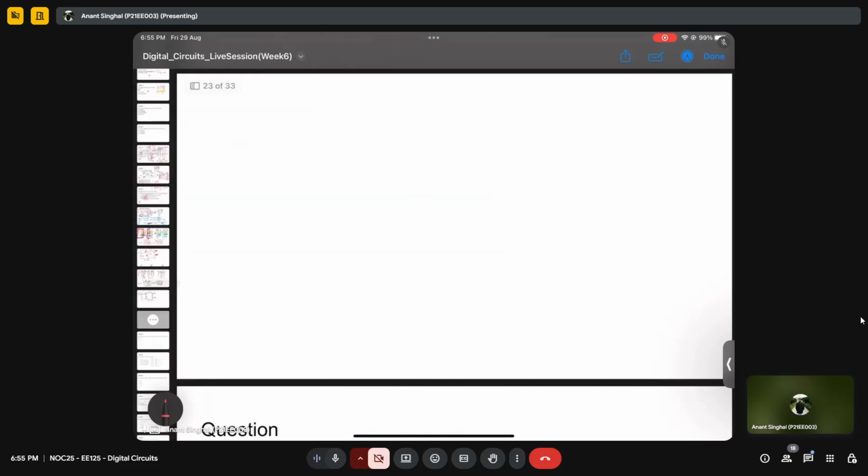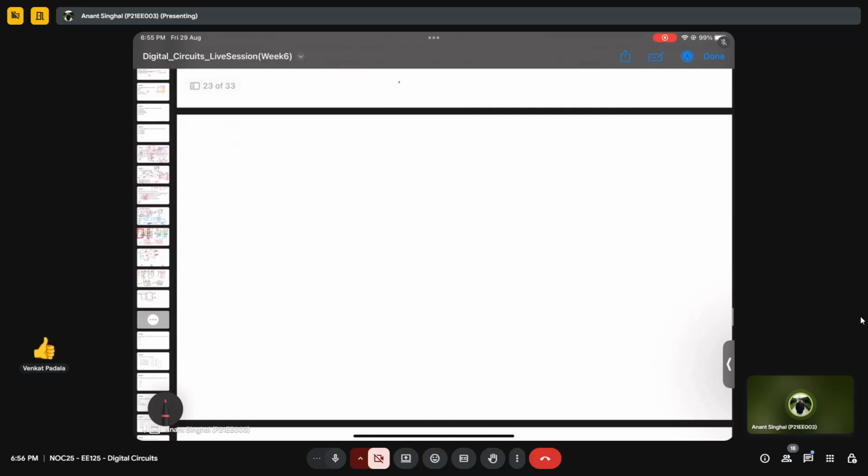Okay, so if it is clear, let's do a question based upon that. You guys can try for 5 minutes and then I'll solve. The question is, the truth table of, let's say I'm calling it an XY flip flop, is like this.